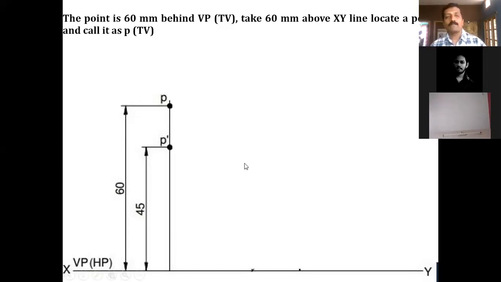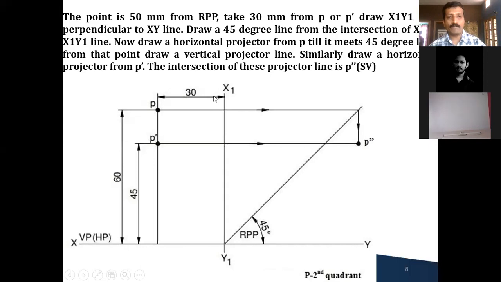Now to draw the side view, what information is given? 30 millimeter from RPP. So you take 30 millimeter from the point P dash that you have drawn, and draw the X1Y1 line, perpendicular to your XY line. After drawing the perpendicular X1Y1 line, 30 millimeter with respect to RPP, this is your intersection line O. Now, where to draw the 45 degree line? The top view is here. So wherever the top view is, you have to draw the 45 degree line. You draw a 45 degree line like this.